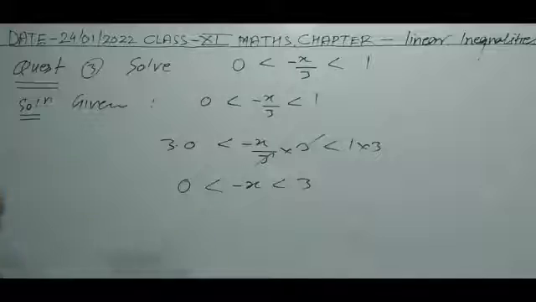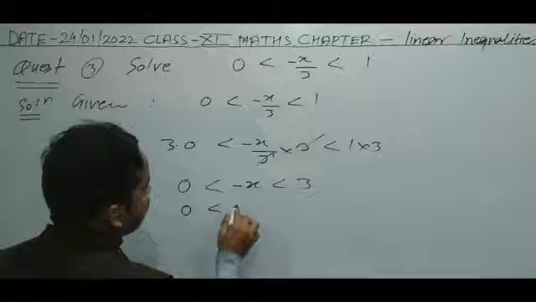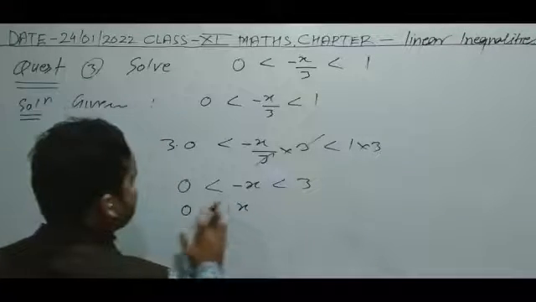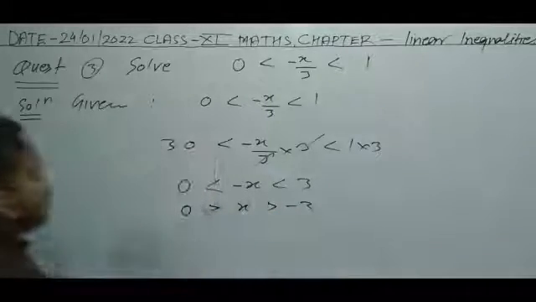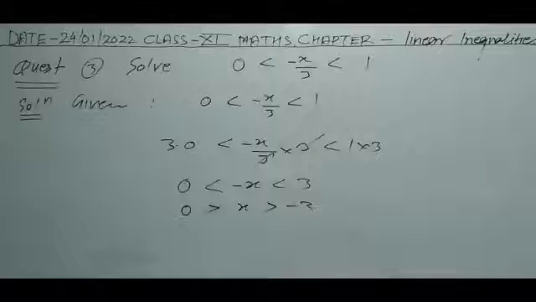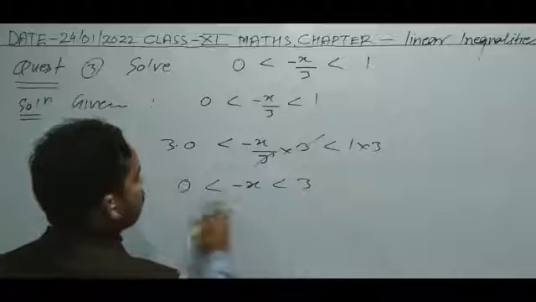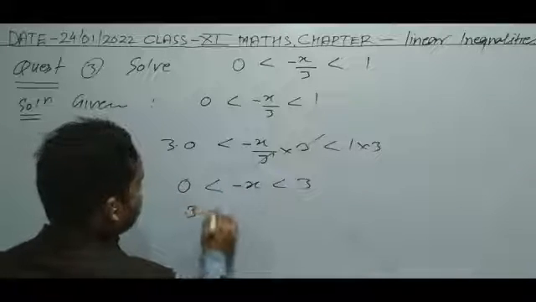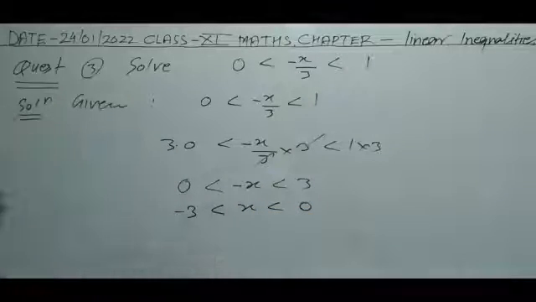So what will you get as the result? We can get 0 is greater than x, and this is greater than minus 3, means x is less than 0 we can say and greater than minus 3. So this inequality we can write when you multiply by the negative sign, this will change. So minus 3 will be here, result will be x is lesser than 0. So x is greater than minus 3 and lesser than 0.